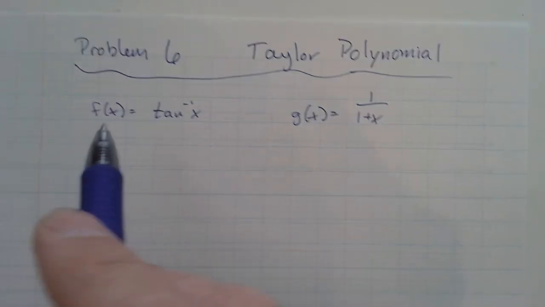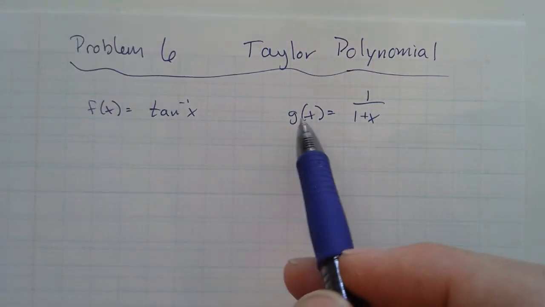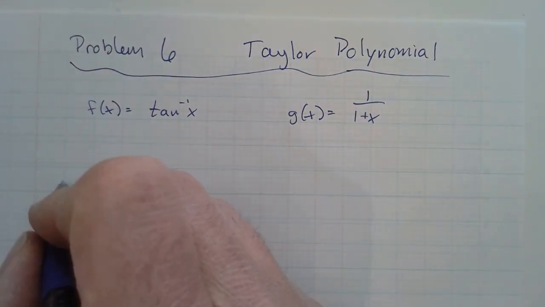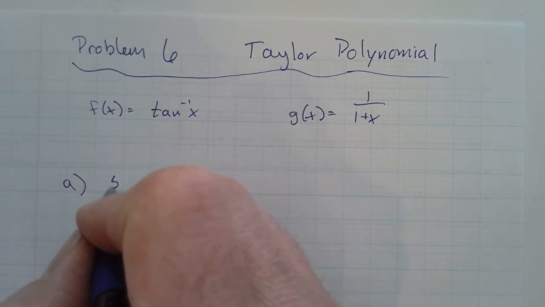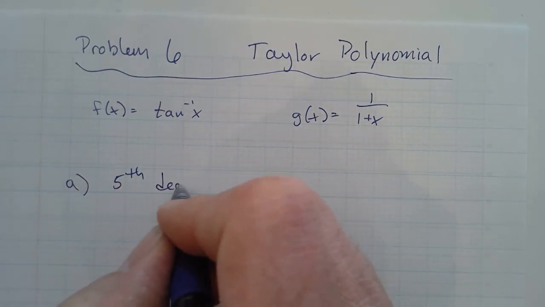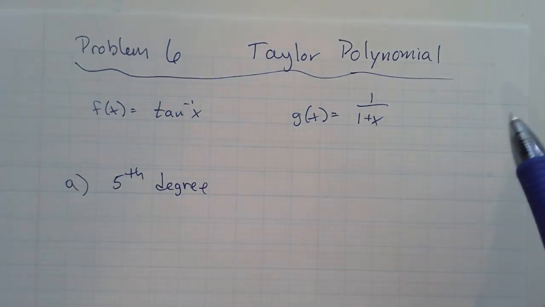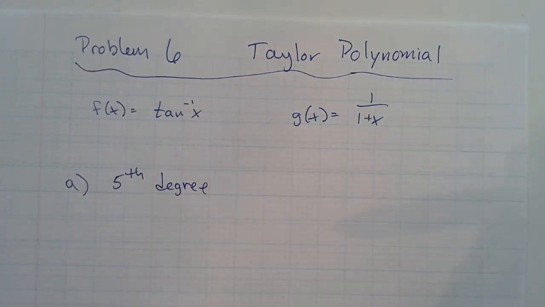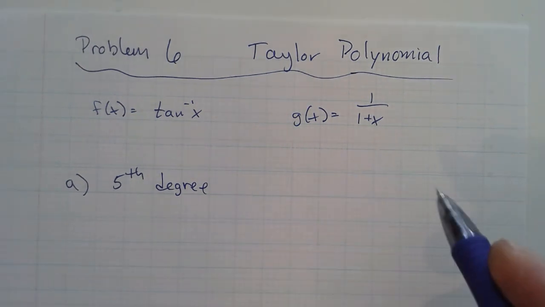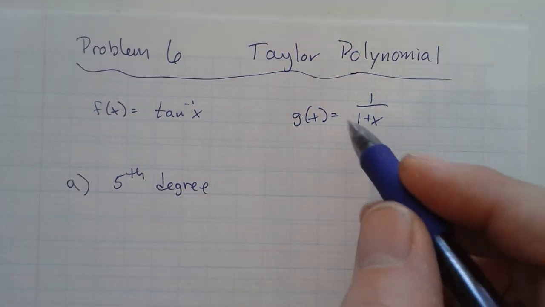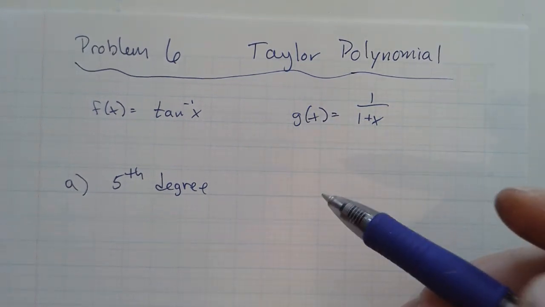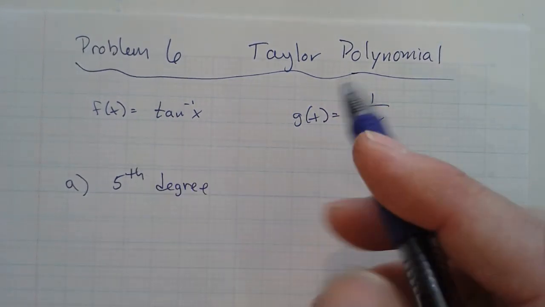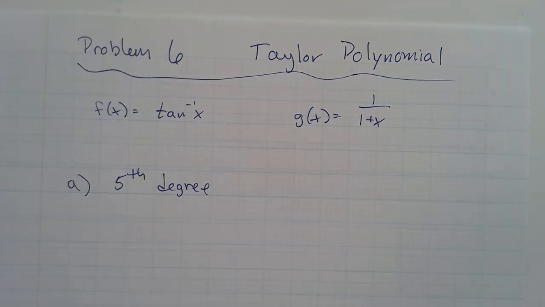So we're given f of x, and we're given g of x. Part A, we're supposed to find a fifth degree Taylor polynomial that approximates g about x equals 0. By them saying x equals 0, you could call this a Maclaurin series or polynomial, because anything with a center of 0 is a Maclaurin.